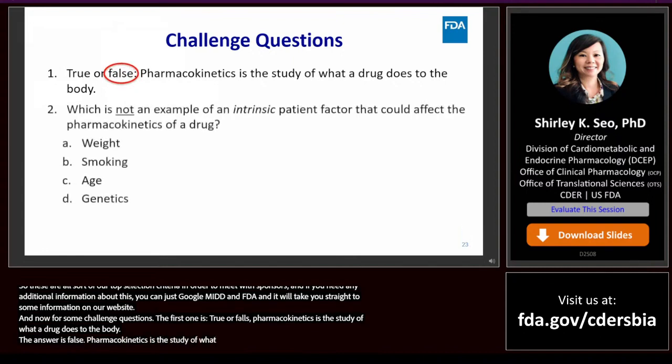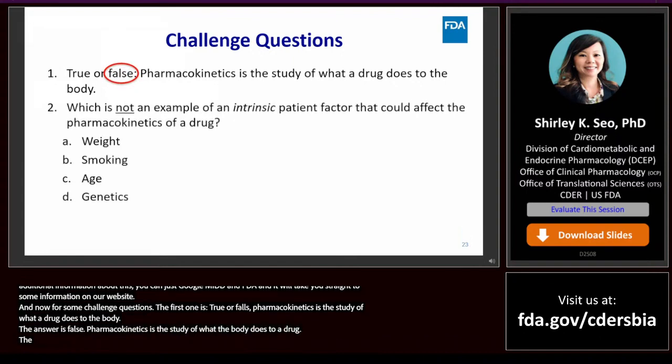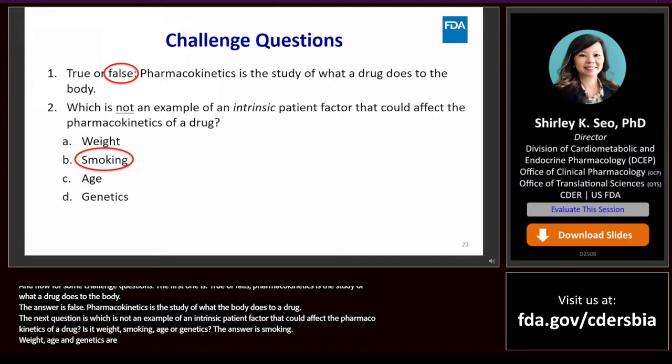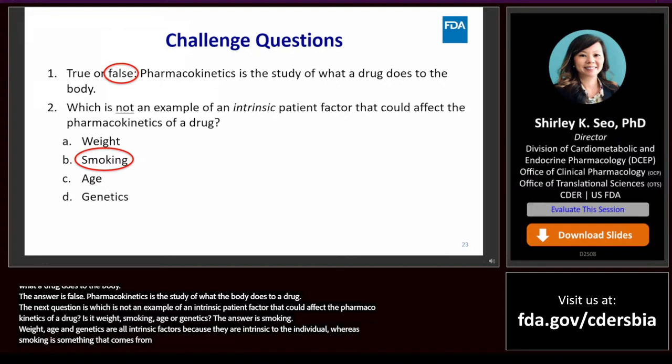The next question is, which is not an example of an intrinsic patient factor that could affect the pharmacokinetics of a drug? Is it weight, smoking, age, or genetics? The answer is smoking. Weight, age, and genetics are all intrinsic factors because they are intrinsic to the individual, whereas smoking is something that comes from external to the patient and therefore is an extrinsic factor.